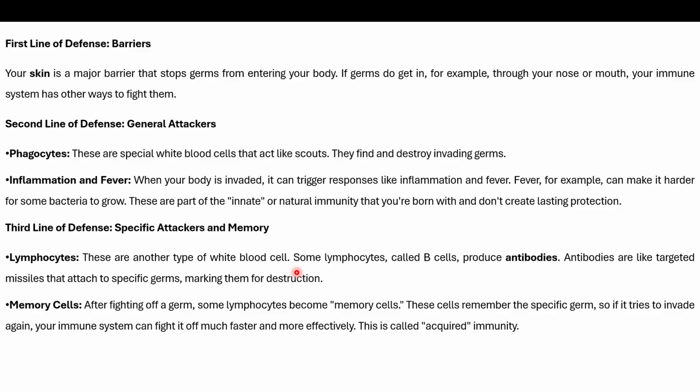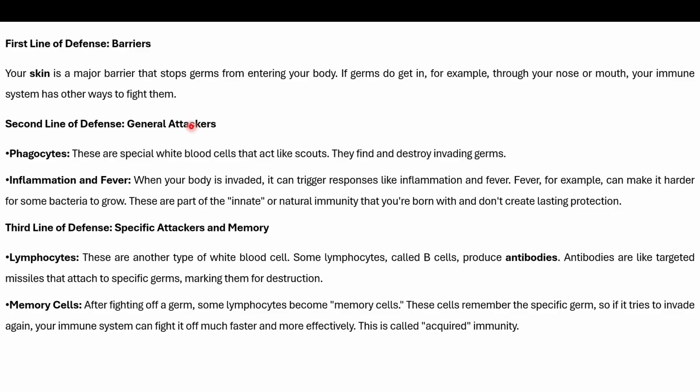So, very briefly, the first line of defense, or the barriers, are, one, the skin, which is one of the major barriers that stops germs from entering our bodies. And even if germs get inside through the nose or mouth, then we have the next line of barriers, the immune system and other cells to fight them.